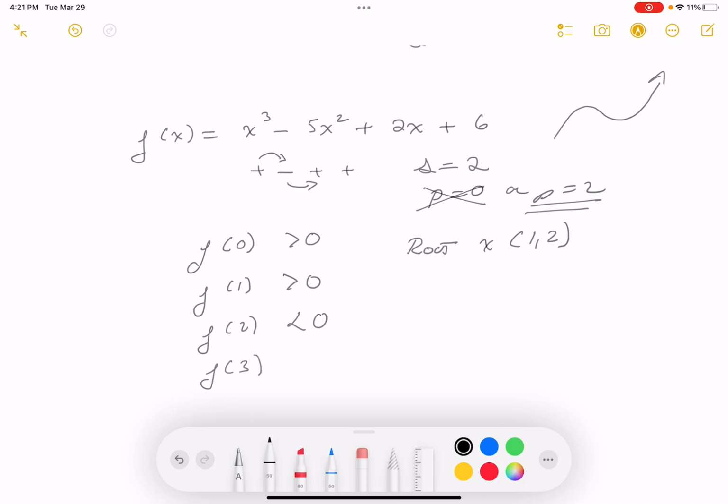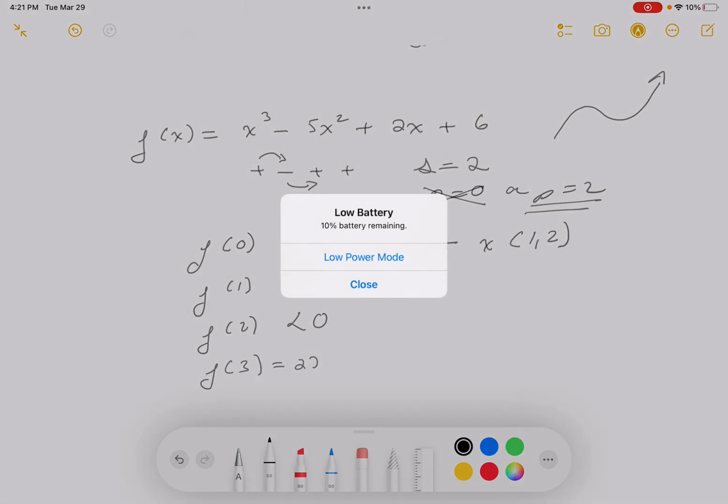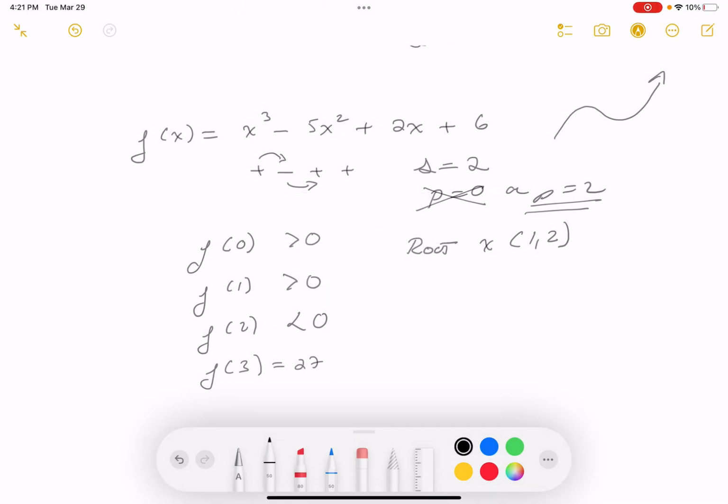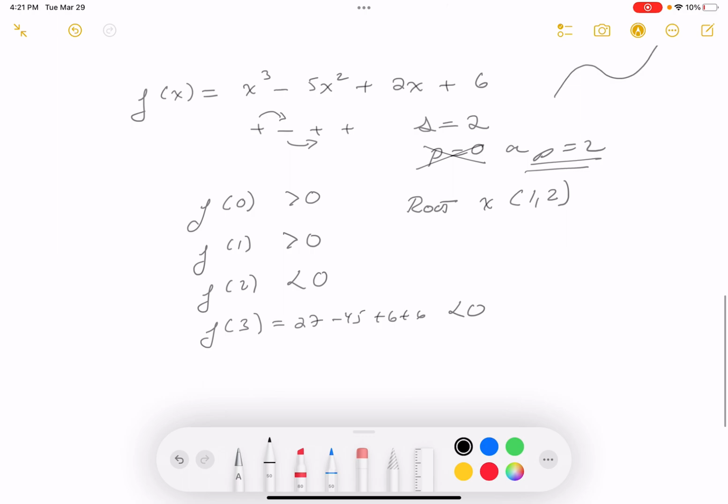And f of 3 is still going to be, let's take 27, minus 45, plus 6, plus 6. Let's see, 12. Oh, it's still negative. All right, that's not bad. But at some point, it's got to poke through, right? Let's put f of 4 down. And what's f of 4 going to be? Well, 4 cubed, that's 64, minus 5 times 16 is 80.